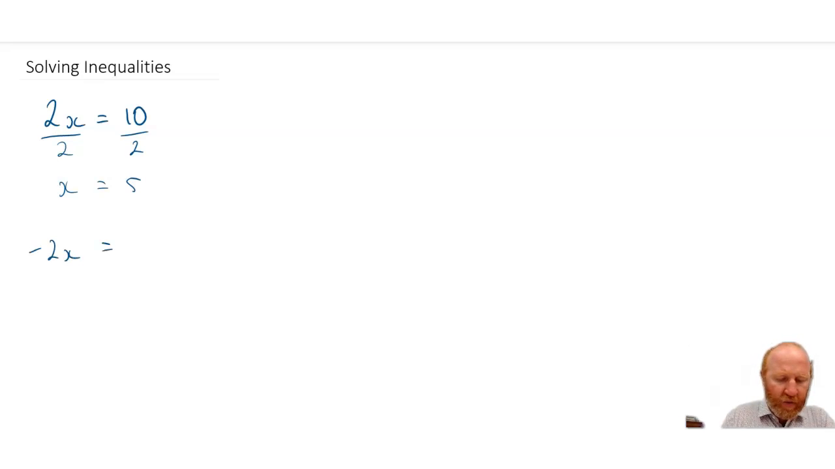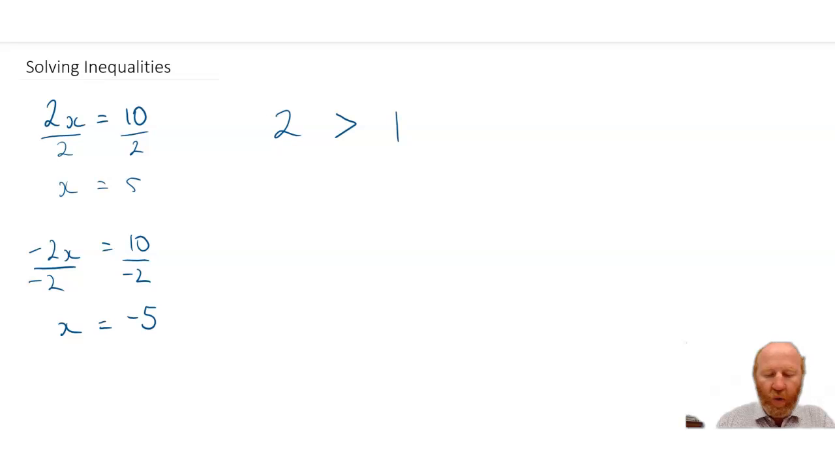If it was minus 2x is equal to 10, you could divide both sides by minus 2 and still no problem. Some unusual things happen with a greater than, less than symbol when we divide and multiply by negative numbers. I want to show you something that demonstrates that nice and easily. If we take something nice and sensible like 2 is greater than 1. This is just a correct statement. 2 is greater than 1.